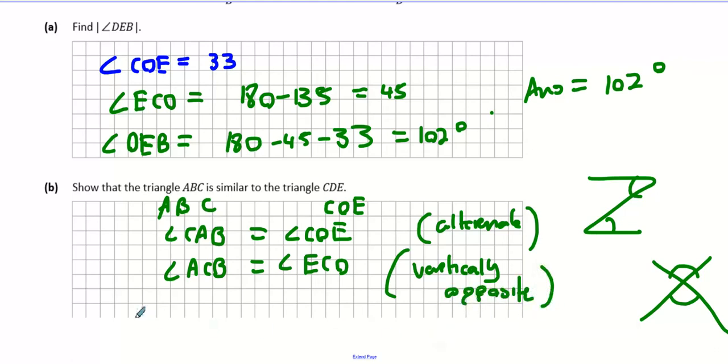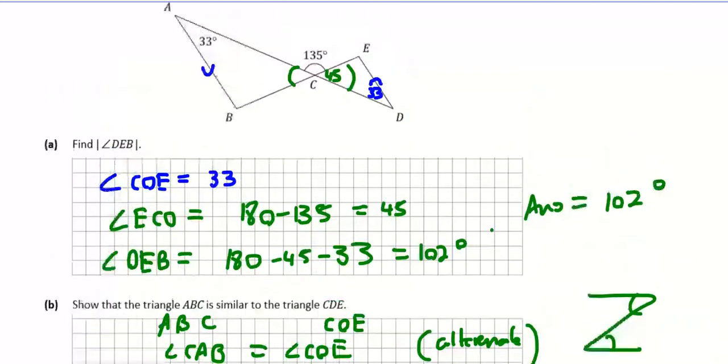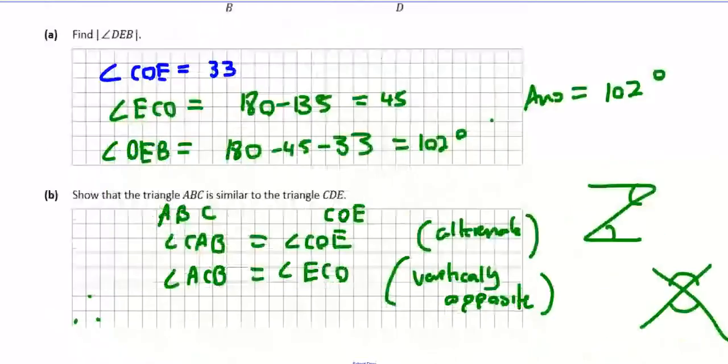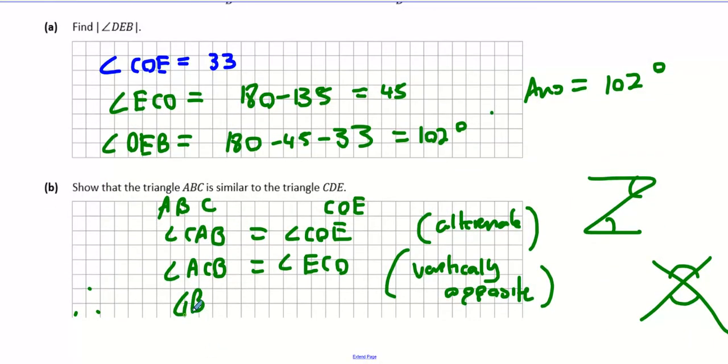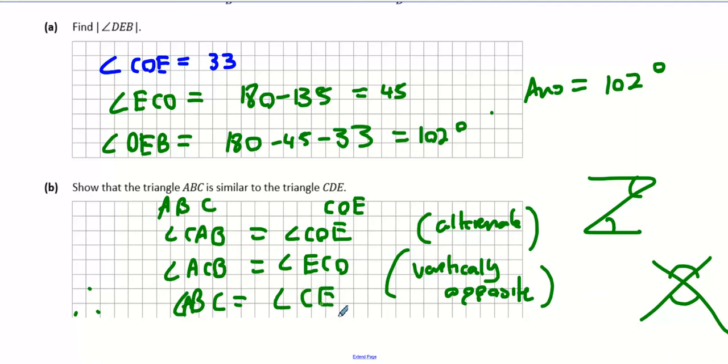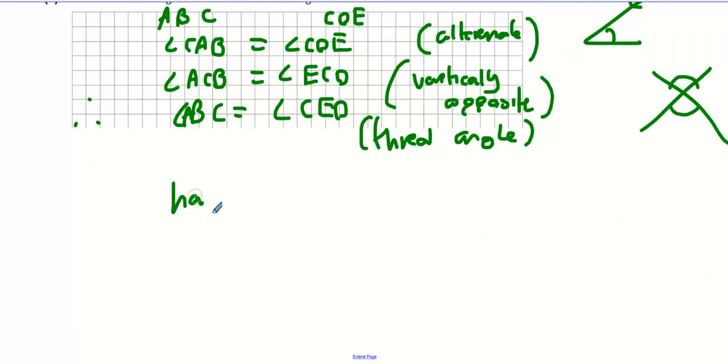Okay, and then finally, the third angle is the other side. All three angles have to add up to 180. So angle ABC equals angle CED. Reason being, third angle. Hence the triangles are similar. Okay, happy days. What's next?